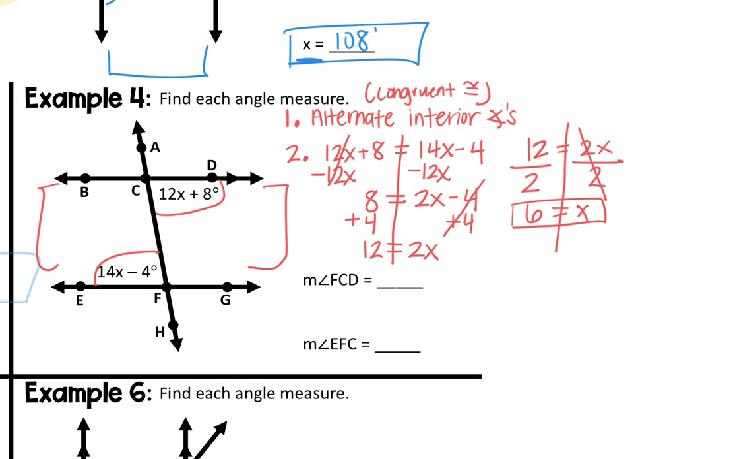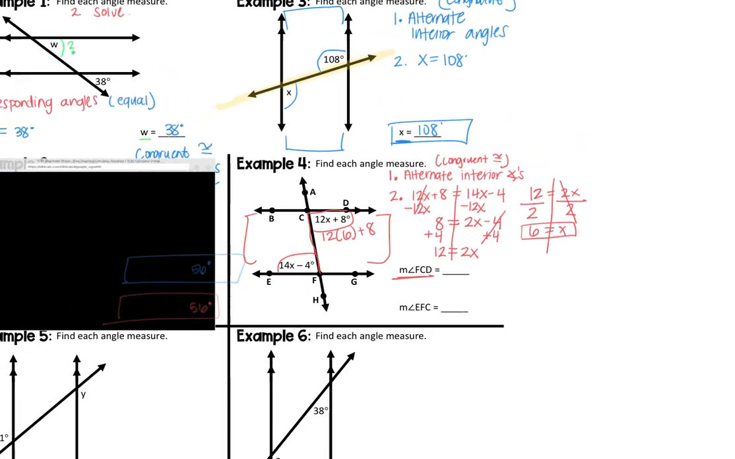Now we're looking for the measure of angle FCD. So I have F here, C here, D here. So I'm looking for 12x plus 8 first. So let's replace x with 6 and then add that 8. Okay, so do this with your calculator, please.